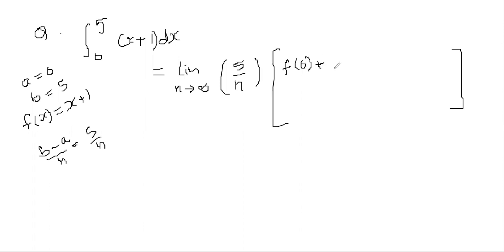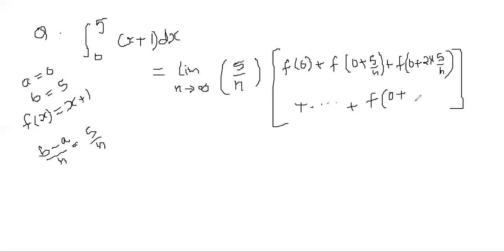Next one is f of a plus h. h was (b minus a) by n. So 0 plus 5 by n. So f of 0 plus 2 into 5 by n. And similarly, we will keep on calculating till f of 0 plus (n minus 1) times 5 by n. Now, here, what is the function f(x)? It is x plus 1.